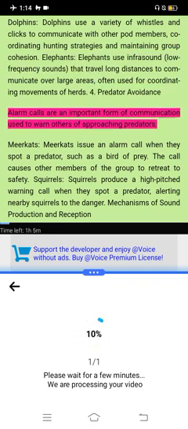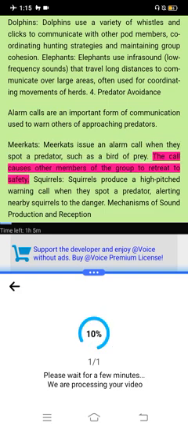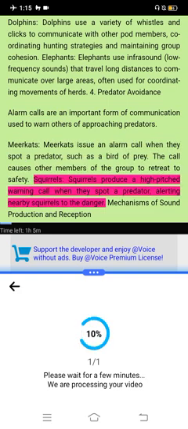4. Predator avoidance. Alarm calls are an important form of communication used to warn others of approaching predators. Meerkats. Meerkats issue an alarm call when they spot a predator, such as a bird of prey. The call causes other members of the group to retreat to safety. Squirrels. Squirrels produce a high-pitched warning call when they spot a predator, alerting nearby squirrels to the danger.